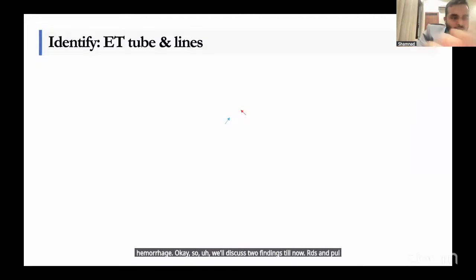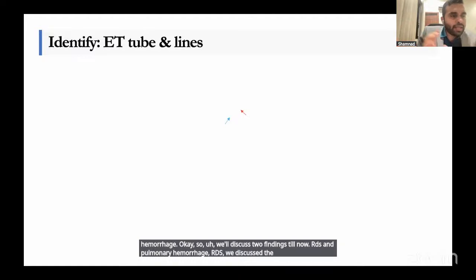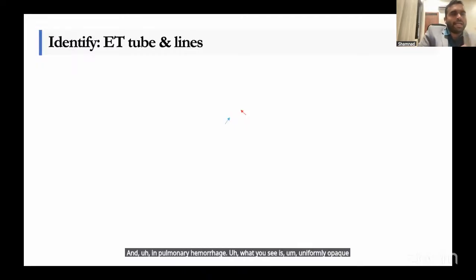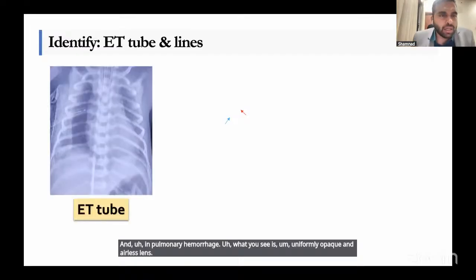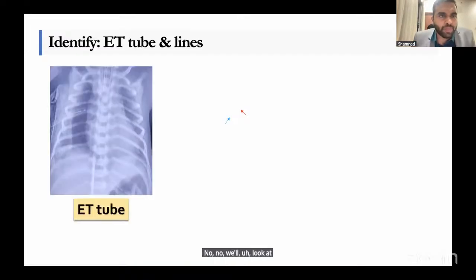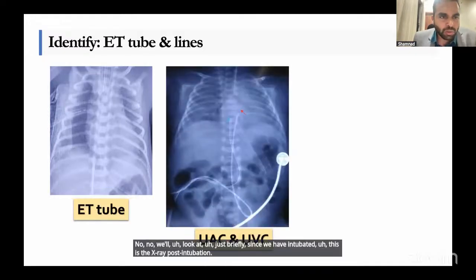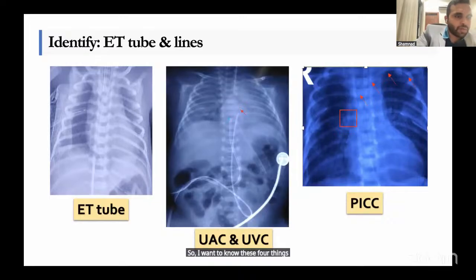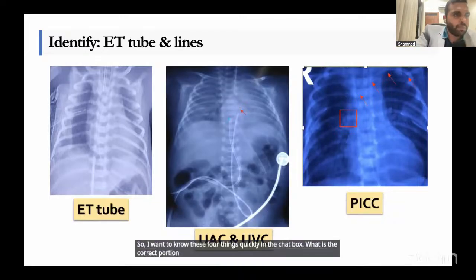So we'll discuss two findings till now, RDS and pulmonary hemorrhage. RDS, we discussed the four findings. And in pulmonary hemorrhage, what you see is uniformly opaque and airless lungs. Now, we'll look at just briefly, since we have intubated, this is the X-ray post-intubation. So I want to know these four things quickly in the chat box. What is the correct position of the ET, UAC, UVC, and PICC?